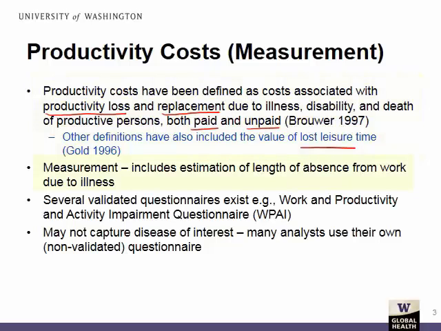And the estimation includes estimation of the length of absence from work. And there are several validated questionnaires like the Work Productivity and Activity Impairment Questionnaire, the WPAI. And the problem is that they may not capture the disease of interest. So many analysts actually use non-validated questionnaires. But the idea here is to measure length of illness, illness due to the disease.